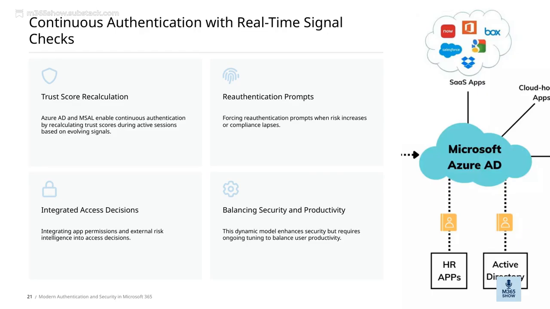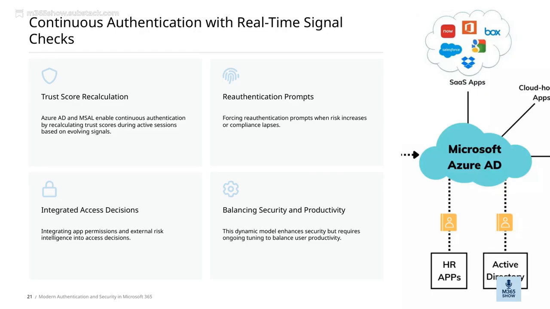One key aspect is integrating app permissions and external risk intelligence into access decisions. This means that instead of relying on static policies, we're using real-time data to determine whether a user should access a resource at any given moment. Another important point is the use of re-authentication prompts. When the system detects increased risk or a lapse in compliance, it can prompt users to re-authenticate, adding an extra layer of security exactly when it's needed most.